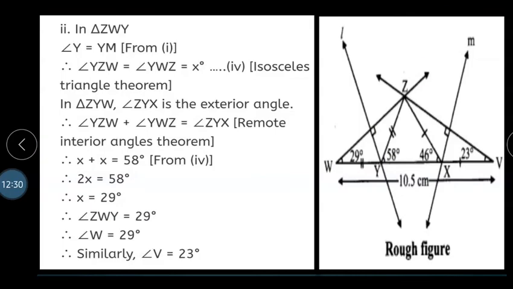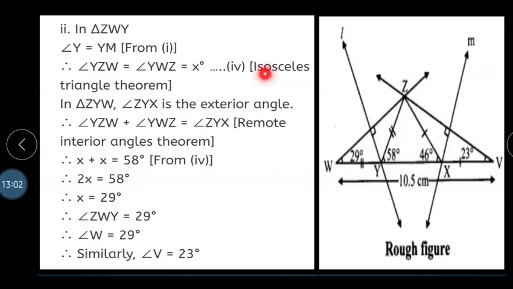In triangle ZWY, this triangle we can see. This is, children, ZY. ZY is equal to YW from 1, which we have already proved. Now angle YZW is equal to angle YWZ. Let us give that X. That is equation 4.